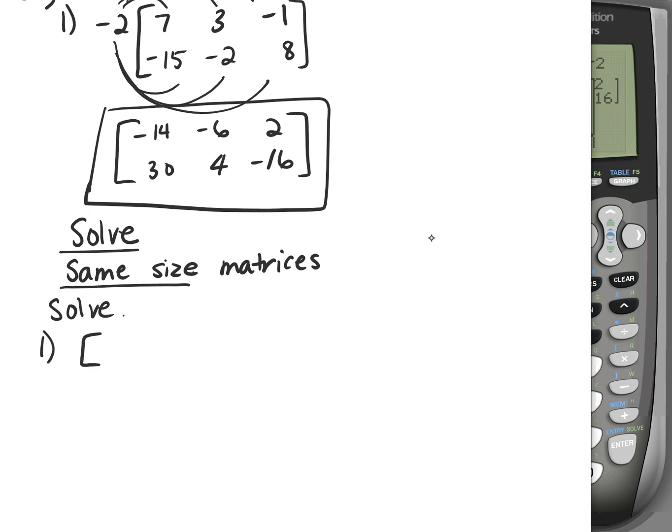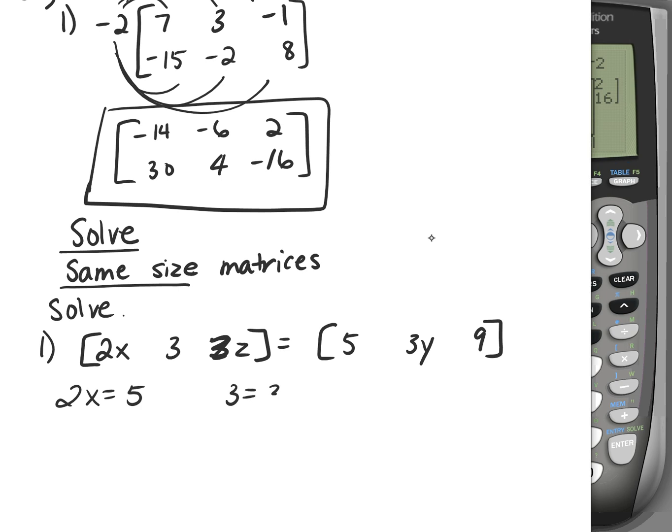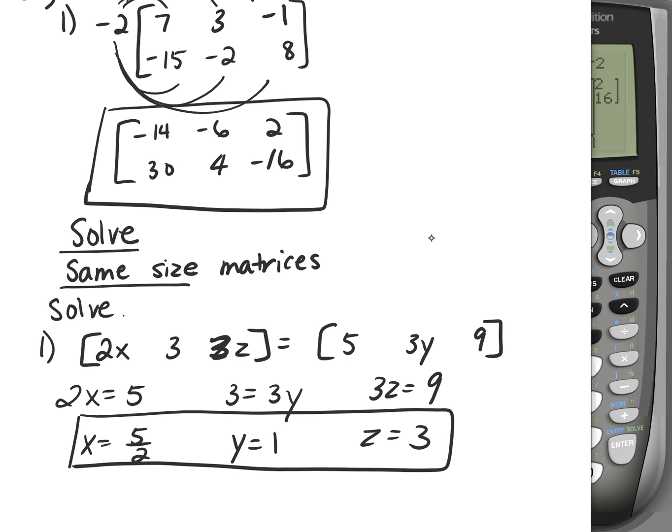Let's do two examples of this. 2x, 3, 3z, oops, that should be a 3, is equal to 5, 3y, and 9. So it's a way to organize multiple equations into one set. So you would just set that each part equal and solve for the different variables. This was an easy one. Occasionally you might get something that's got quadratics in it, or maybe a system of equations.